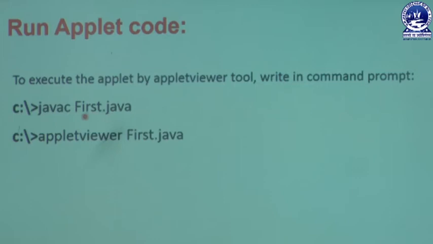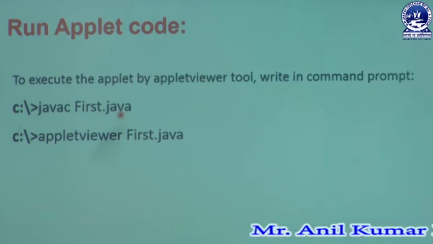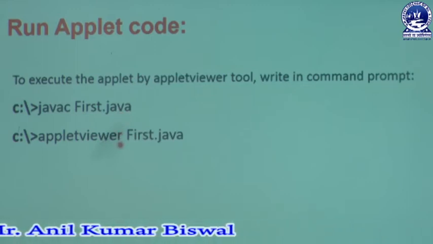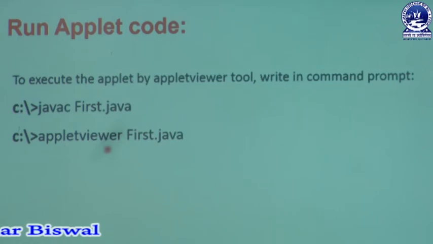That Fast.java is one type of applet code. Whenever that applet code is compiled, it creates a class file, but we never run it as java Fast. That means the applet code does not contain any public static void main method. That's why you need to write this statement using appletviewer, which is a tool.